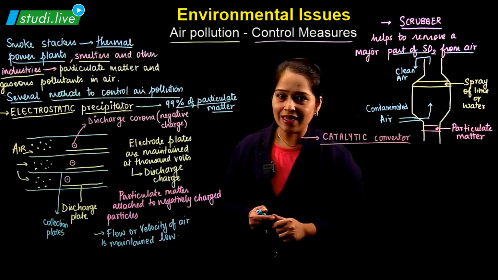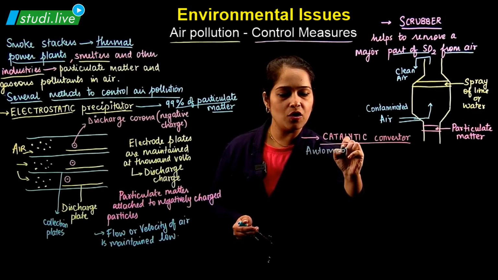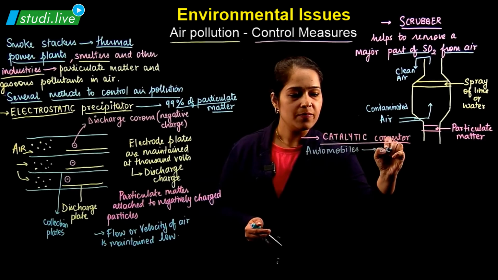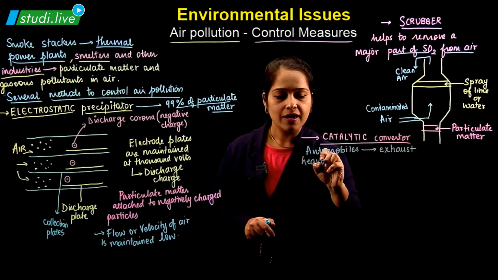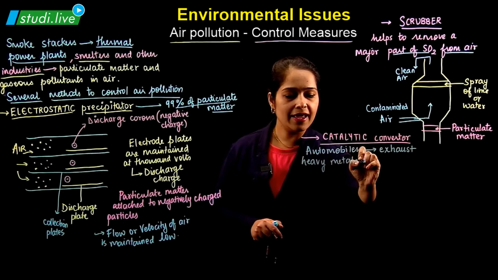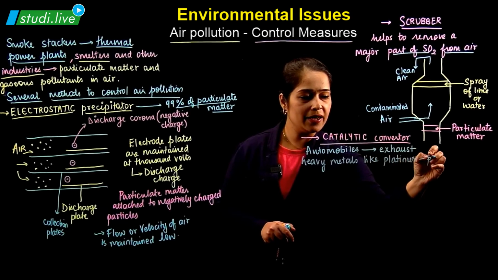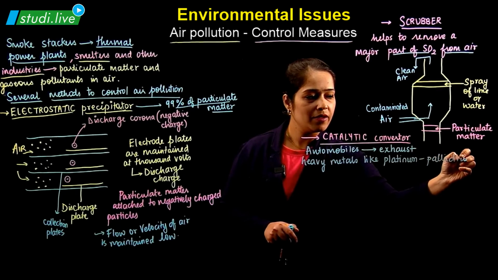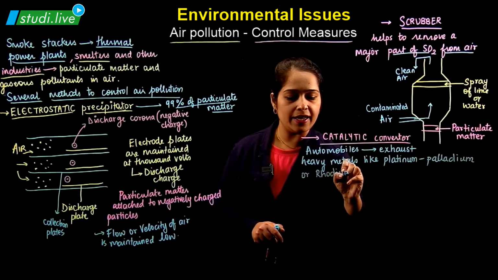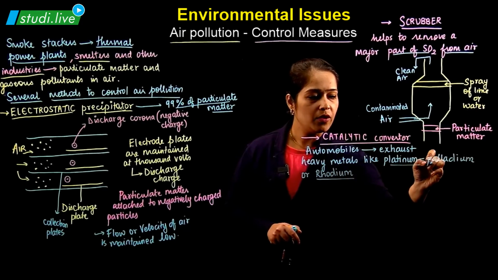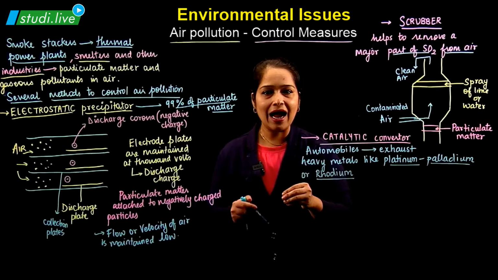Now what is done is, in these automobiles, the exhaust is fitted with a combination of heavy metals like platinum, palladium, or rhodium. Now what is the advantage of this platinum, palladium or rhodium? These heavy metals, platinum, palladium and rhodium, act as catalysts.